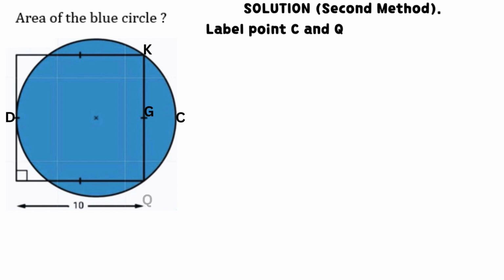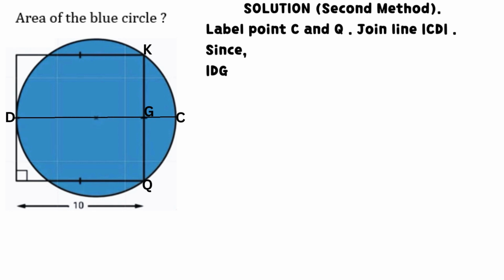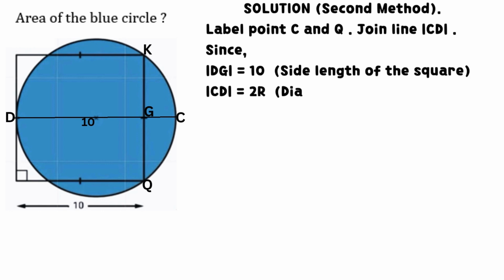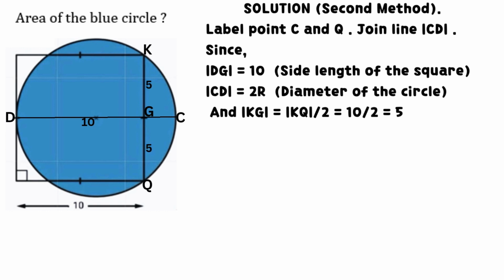Solution using second method. Label points C and Q. Join line CD. Since line DG equals 10, it is the side length of the square. Line CD equals 2R. This is the diameter of the circle. And line KG equals half of line KQ, which equals 5, as shown on the screen.